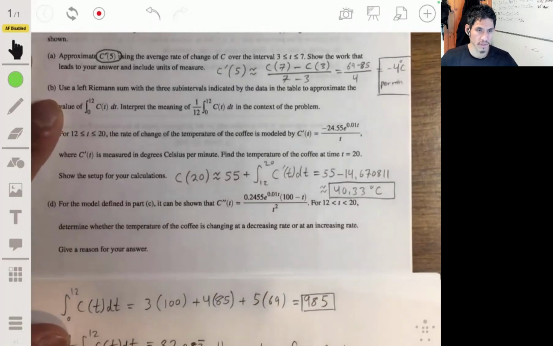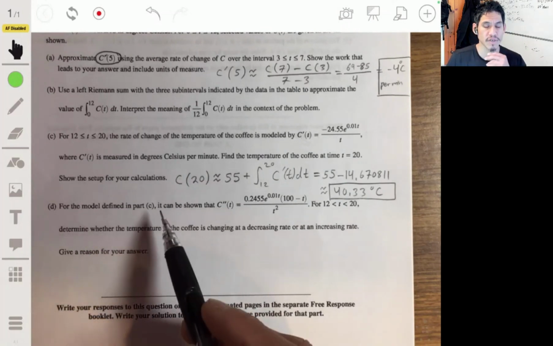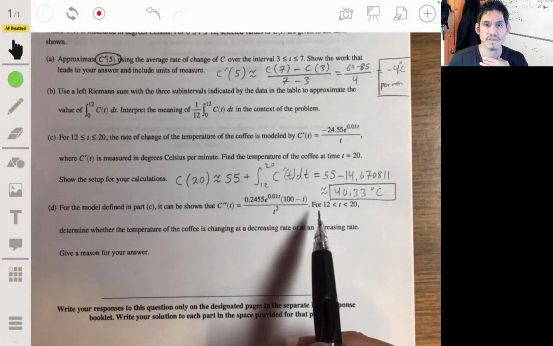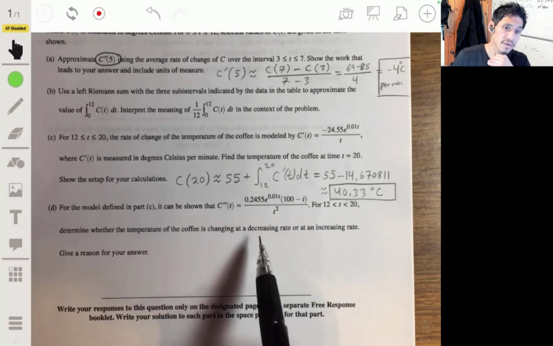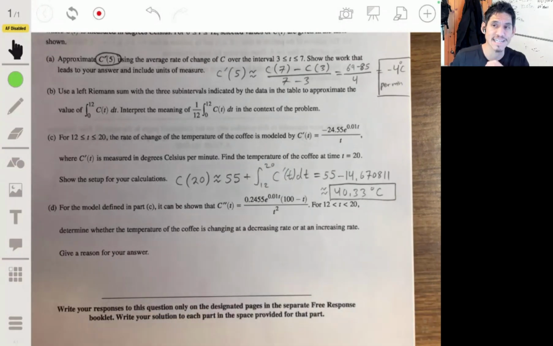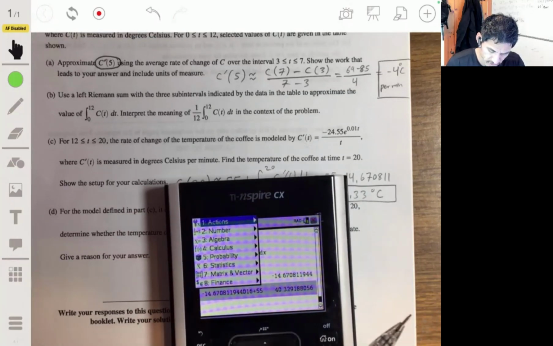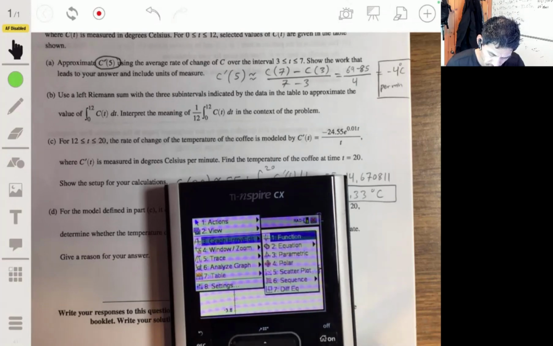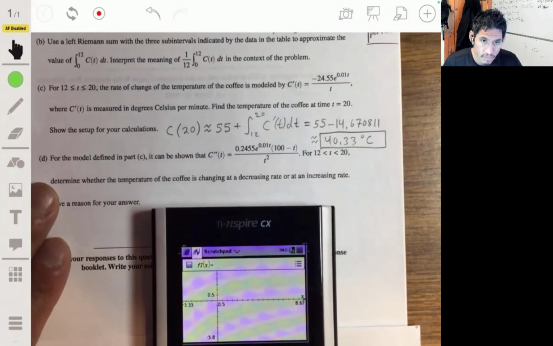Okay. All right. The last part: for the model defined in part C, it can be shown that the second derivative of C is this for t between 12 and 20. Determine whether the temperature of the coffee is changing at a decreasing rate or at an increasing rate. Give a reason for your answer. Okay, so let's just graph this. Menu, graph, function.